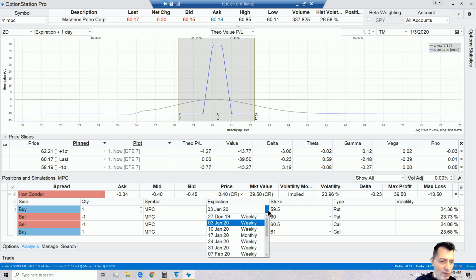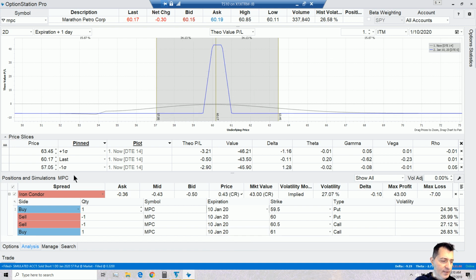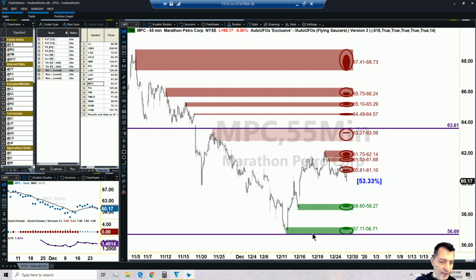Before I get excited and look at the put side, let's see what happened to the statistical range if I change our date from January 3 to January 10. These would bring us to 57 and 63.45, which is 57 above 56 and 63.45 below 63.61. So those lines are still located in the right position, those UFOs are still valid, and therefore we got something to work with. Up to this point it's looking okay. So let's go for it.